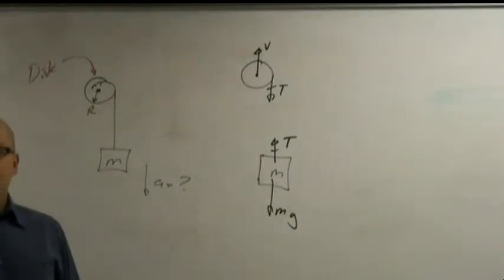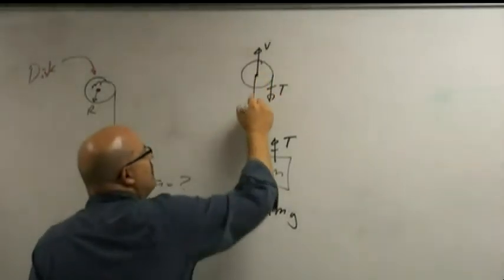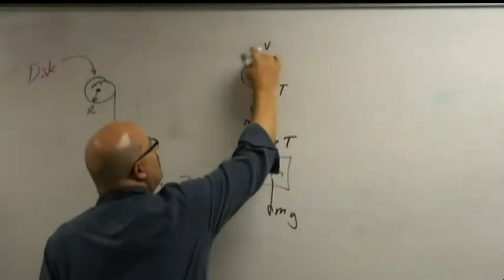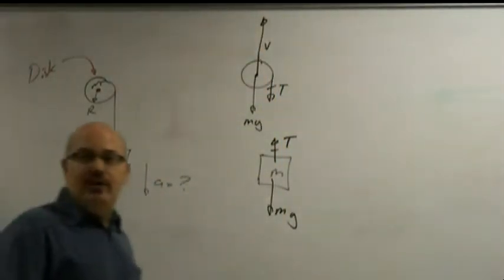Is it really tension plus mg? There's another force, we have an mg as well. So I didn't draw my vertical force big enough, did I? So V equals T plus mg. Okay, let's do this, everyone.